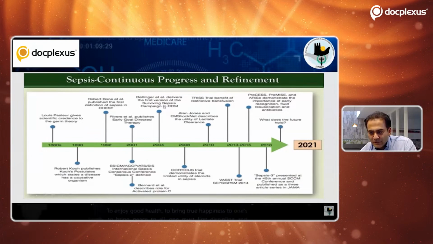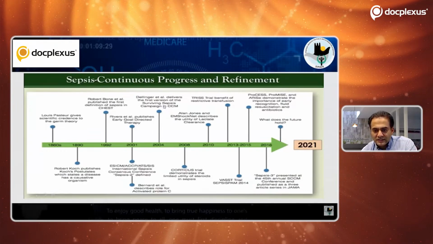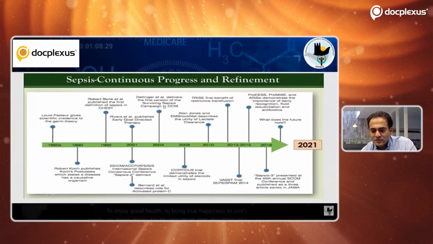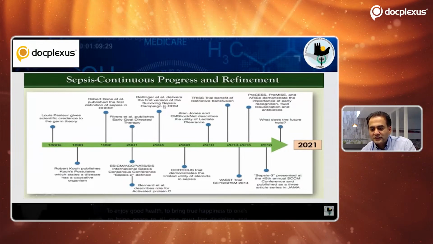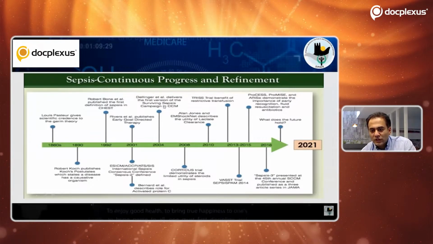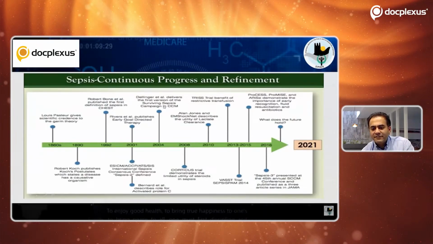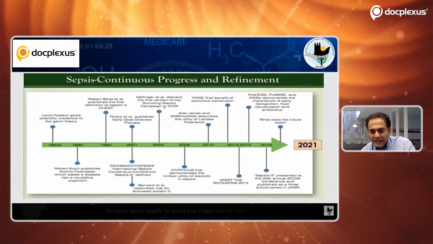Then the very famous trial came into existence in 2001, done by Rivers et al., who published early goal-directed therapy. This trial was very early incorporated in the 2002 Sepsis-2 guidelines, and then came into existence the very famous Surviving Sepsis guidelines. They came into being in 2004, by Dellinger et al., as an effort to reduce the mortality of sepsis, because before the 2000s the mortality of sepsis was as high as 50 to 60%. Every patient landing in an ICU with sepsis, every second patient was dying. So that was the need for the Surviving Sepsis guidelines, which came into being in 2004. Then again in 2008, 2012, 2016, and now the latest update has come in 2021.